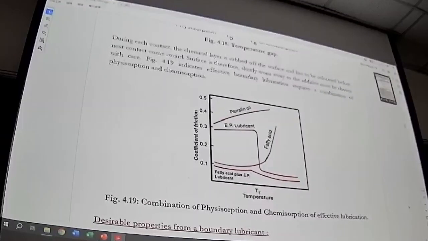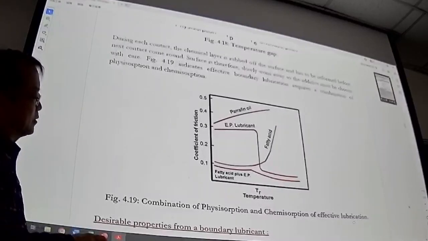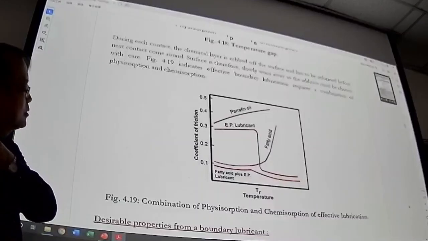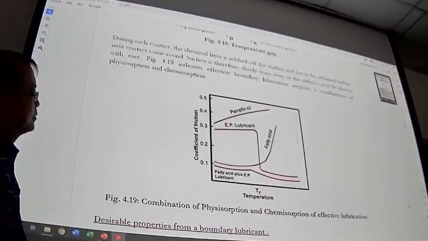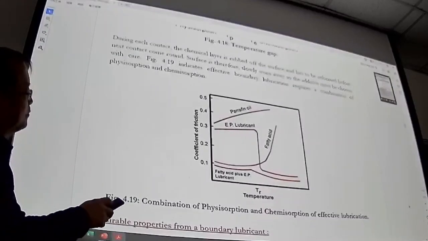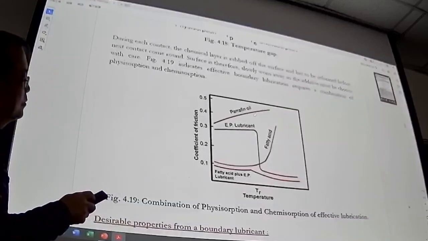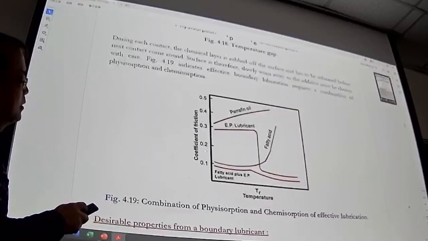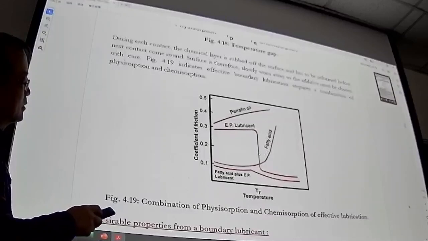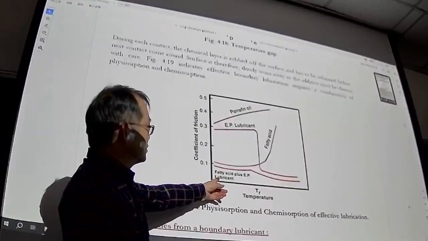So a combination of physisorption and chemical sorption gives effective lubrication. So this is a complete method for the foundry lubricant. So you have different ones. This is the paraffin oil. The second one is EP, extreme pressure lubricant. And the third one is fatty acid. Okay. And the fourth one is fatty acid plus EP additive.